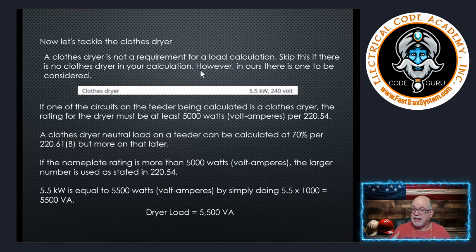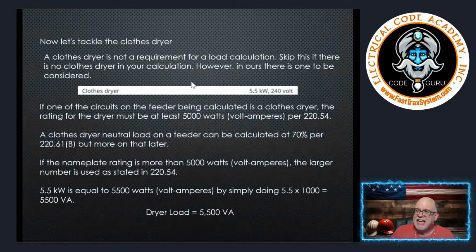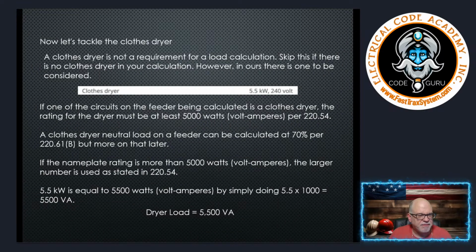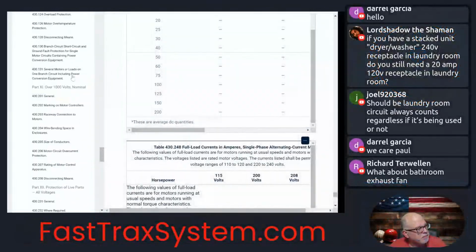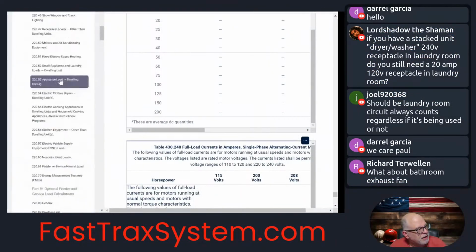If I'm wiring a building and it has a dryer for a laundry room, then I have to add it because it's there, right? But interestingly enough, the NEC does not demand you add it, okay? All right, so in our case, we did have a dryer, and it was 5.5 kW or 5,500 watts or 5.5 kVA, however you flavor it. Now, what does it say in the NEC under Article 220.54? Well, we can go look at it. I'll take us back to 220.54. Bear with me.